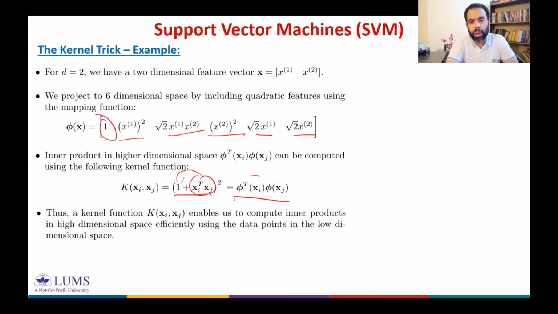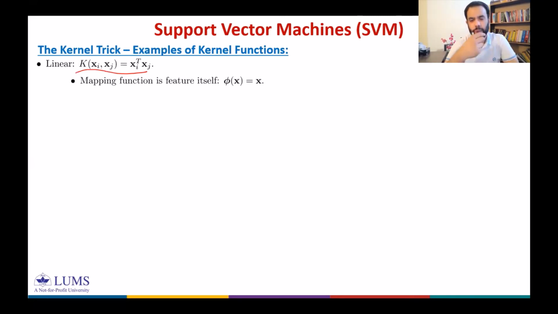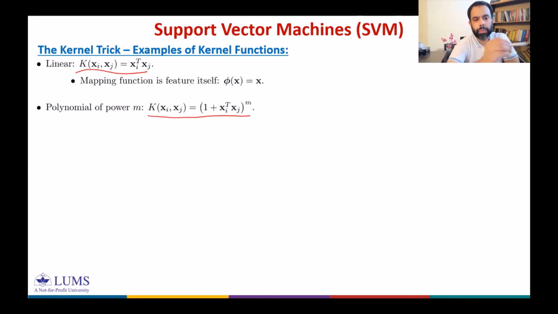Some of the most popular kernel functions used for classification, or in SVM, are, okay, the very naive one would be linear. It simply means you're not doing any mapping. If this is your kernel, simply the inner product, the mapping function is simply x. It's linear, so you're not doing any mapping. Then polynomial of power m. If I use this kernel, what is the mapping function corresponding to this kernel?